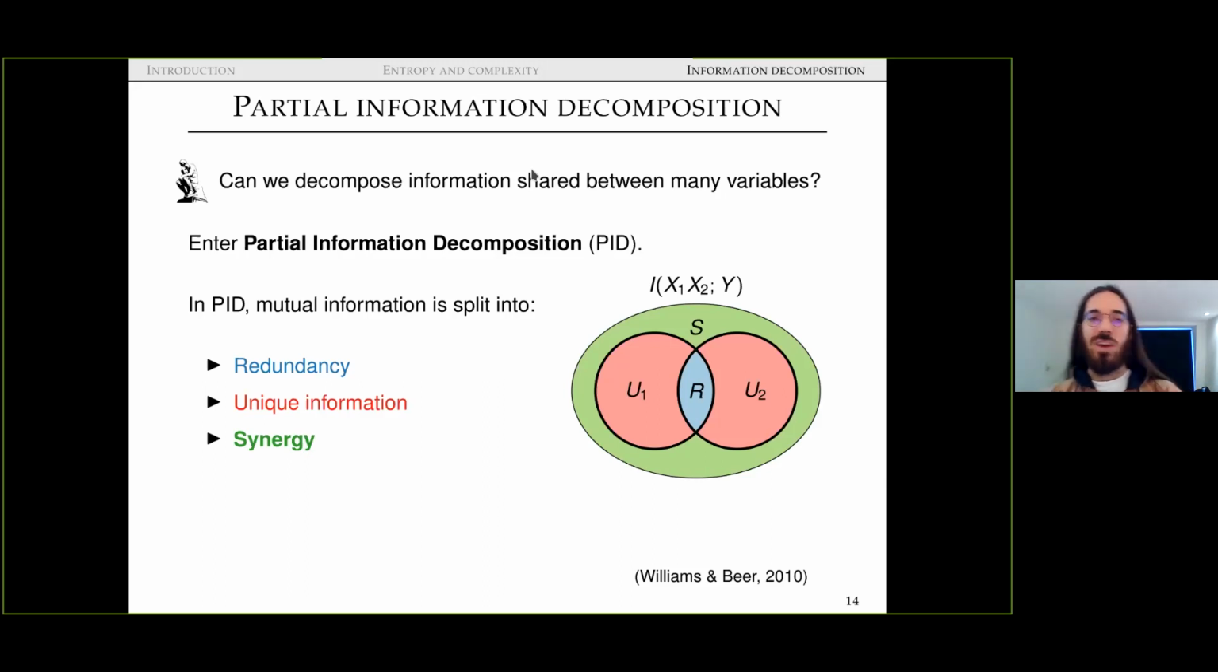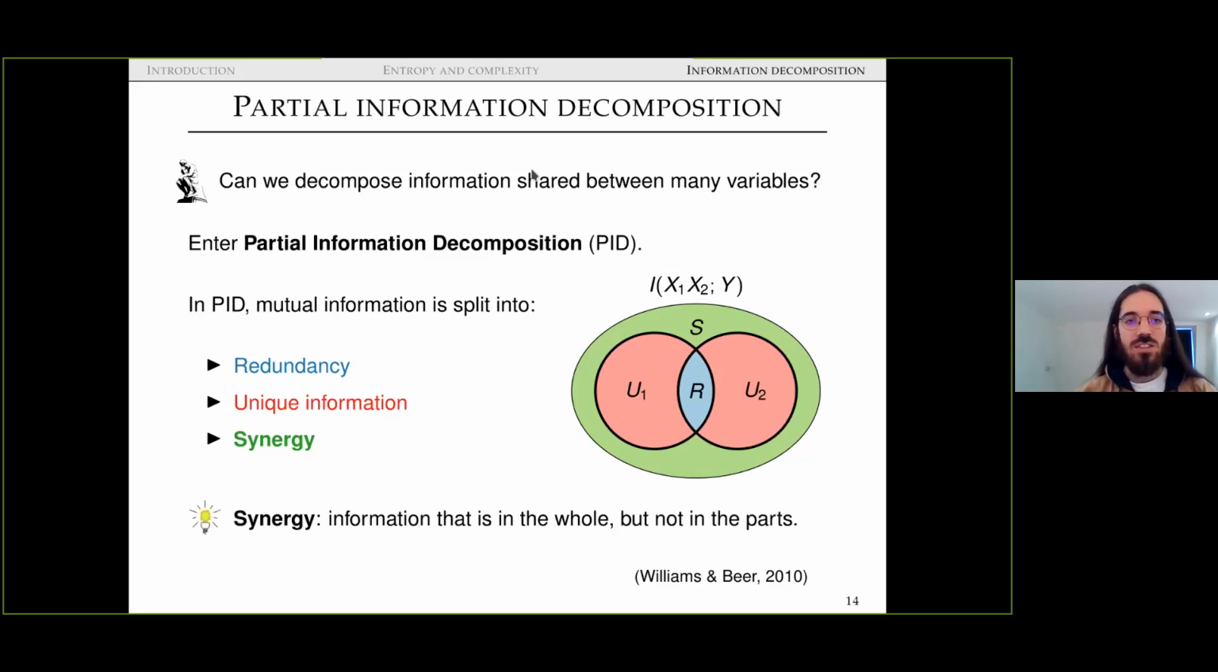The redundancy is the information that is held by all variables jointly. The unique information is information that's held by one variable in particular. And the interesting bit, in our eyes, is this bit that we call synergy. The synergy is the information that is in the whole, but it's nowhere in any of the subsets of the system. So it's in the whole, but not in the parts.